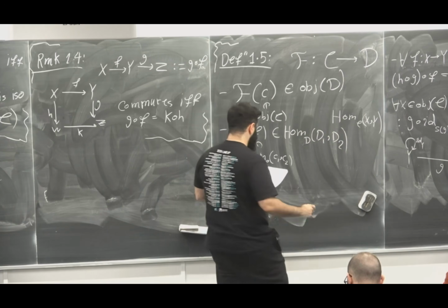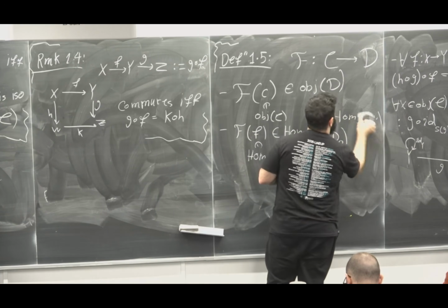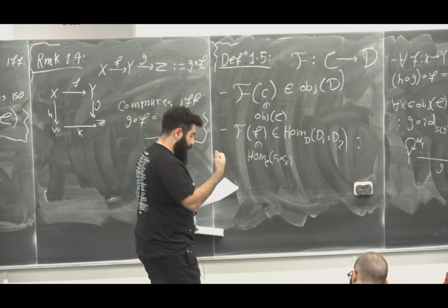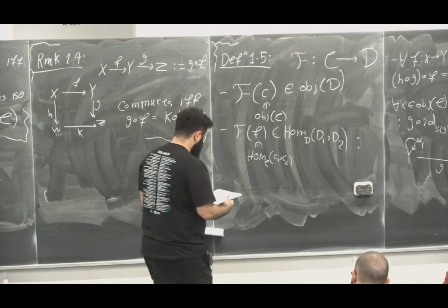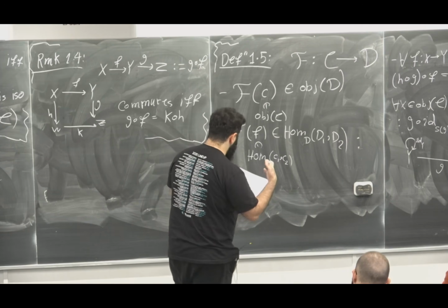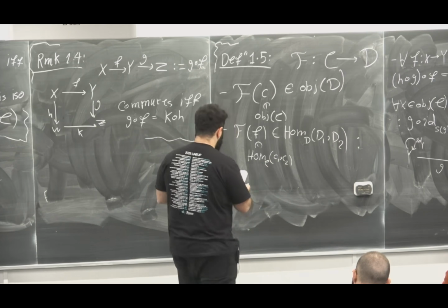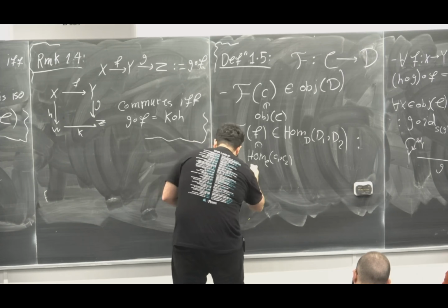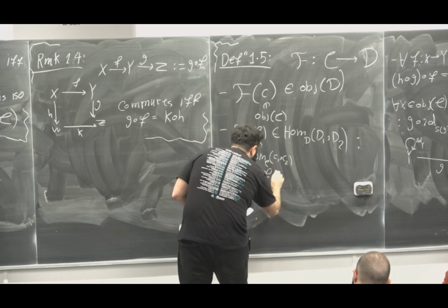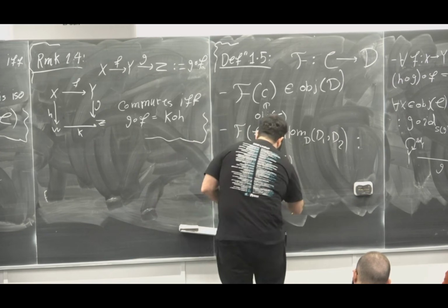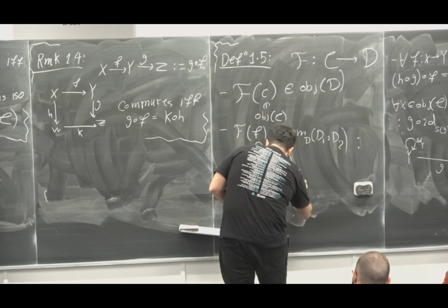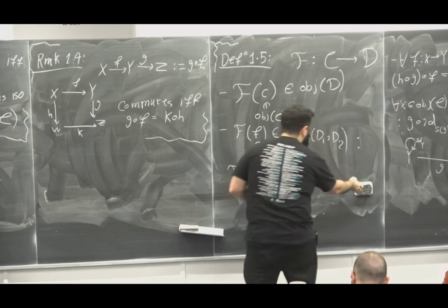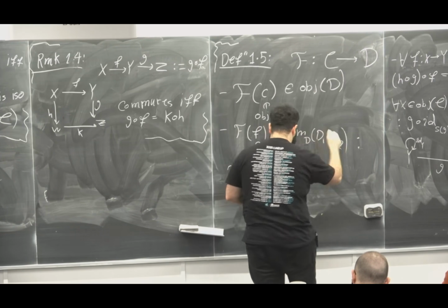Such that, there's our nice compatibility condition, which is our composition rule. If I compose two Homs in C and take the functor of that, it gives me the composition in Hom in my target, which is D.